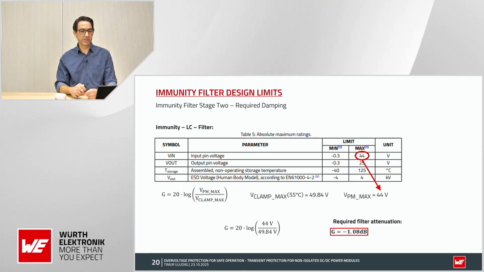With the VPM max value and the value for the VClamp max we have from our previous example calculation, we can see that we need around minus 1.08 dB. That means we now have to design an LC filter that makes a damping of nearly 1 dB between the input and the output.